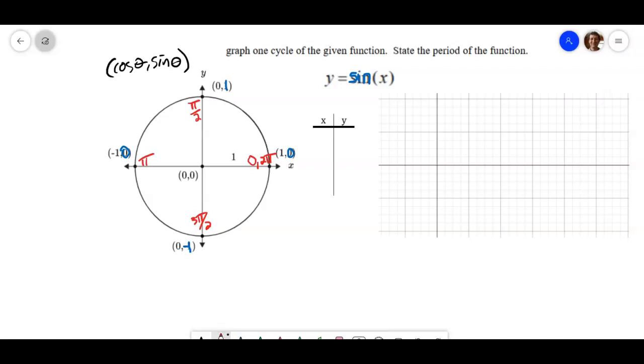So at the angle 0, now notice this says x, y, which is our normal x, y input and output, and here we have x and y, but from the unit circle, the x relates to the angle. So these will be our x values. And our y values are the sine values: 0, 1, 0, -1, and 0.